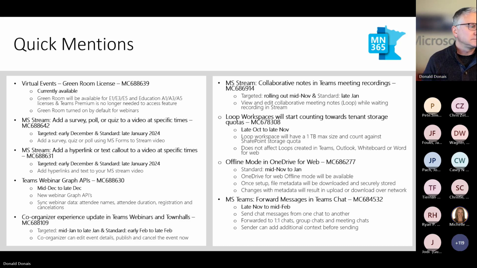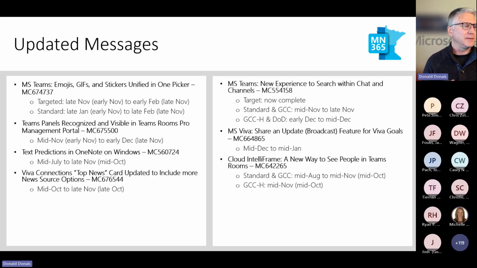And then some updated messages. For those who are looking for the emoji, GIFs, and stickers, they are going to be moving them into one picker as opposed to 3 separate icons to be able to choose. All right, that's happening. And that did change as far as when that's happening. This one too, I want to make sure you see the new experience for search with chat and channels, by the way, that got pushed back a little bit as well. So keep that in mind. And that's really, you do that Control F inside a chat or channel, and you're going to get that panel on the right-hand side to be able to do those things.